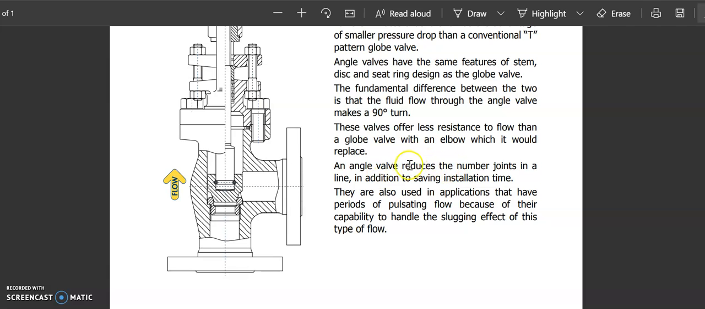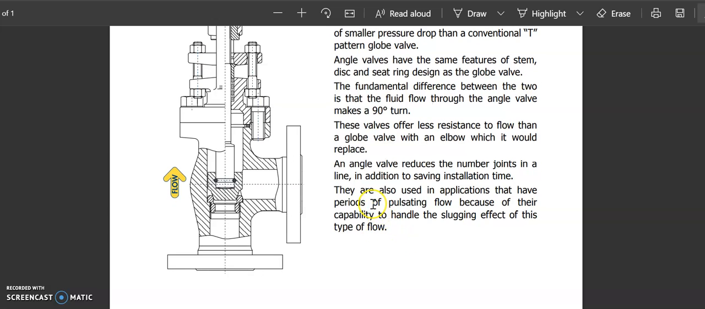One more thing is we don't need to insert any joints. In the case of a globe valve, we need to use fittings to change the direction of the pipe. But in the case of an angle valve, we don't need to, as it itself changes the direction. So this is one of the things we need to consider.